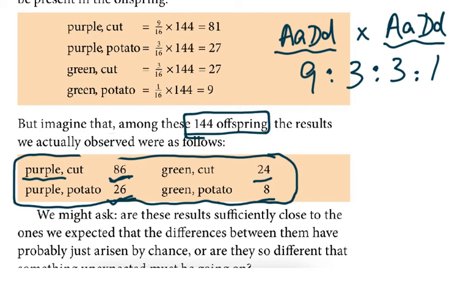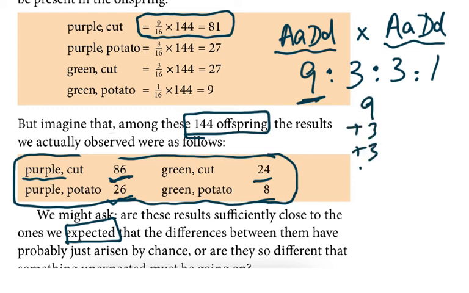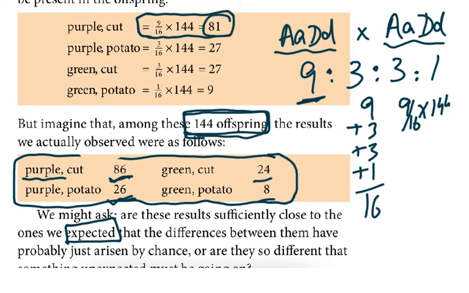Now we needed to calculate the expected values. Now the expected values have been calculated like this. Very simple. Why? Because this is 9. Total 9 plus 3 plus 3 plus 1 is 16. So 9 out of 16 into 144. Why? Because 144 was the total number of seeds. So we got this value of 81. Similarly, 3 out of 16. Why? Because this is the 3. Then another 3 out of 16 and then 1 out of 16.